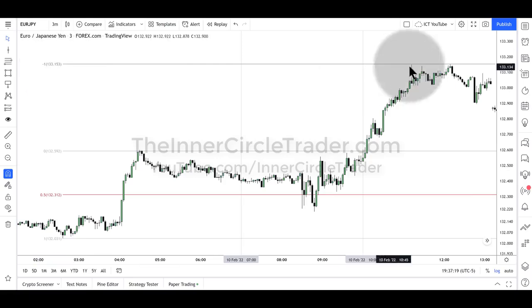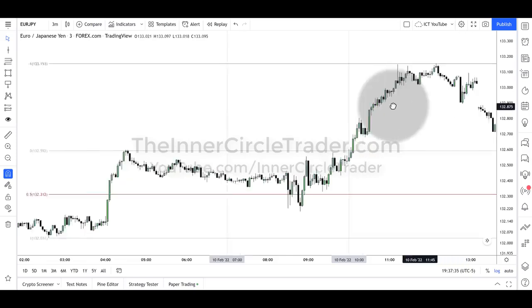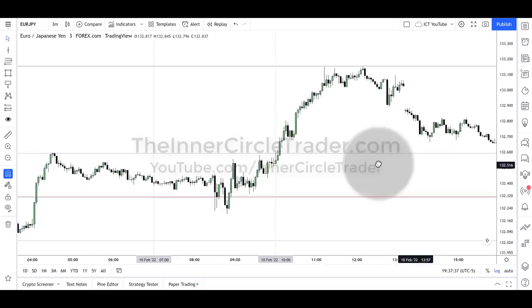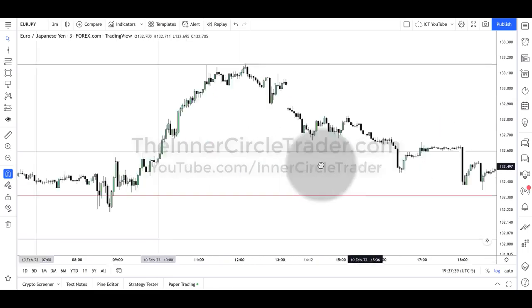133.153 and, let's see, high is 133.153. So right to the point that you'd be looking for. And then we've seen it recede from that.